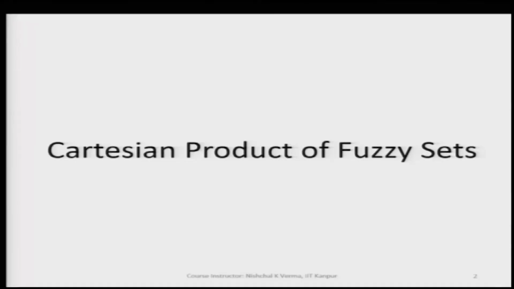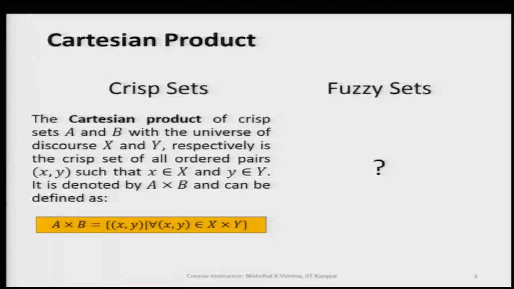In the previous lecture we have seen the Cartesian product of crisp sets, where we had a set A cross B that is the collection of all the elements, and these elements are the ordered pairs of the elements from A and B. Again, this pair must belong to the universe of discourse, that is capital X cross capital Y.